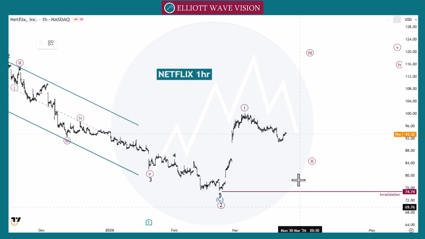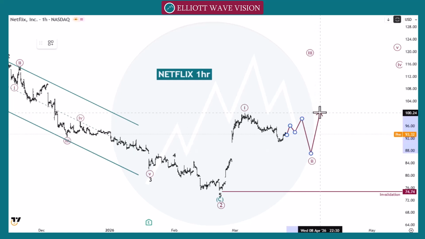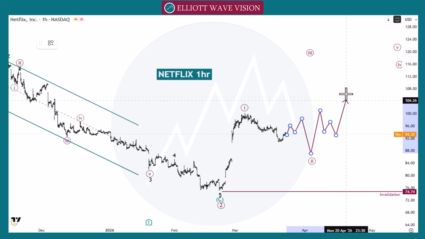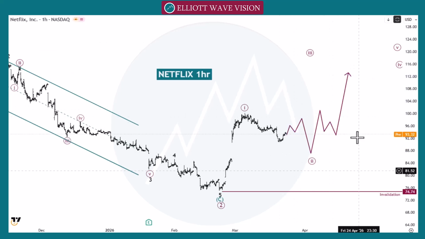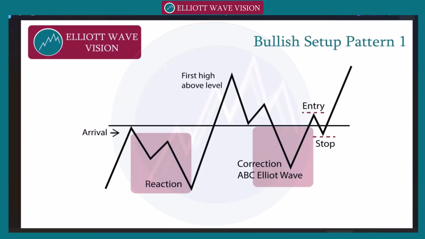Now we are looking for this move as a correction, arrival, A, B and C, a reaction like this A, B and C reaction, first high above level A, B and C. Then we will go towards the 110 in 1 hour time frame. We need to wait for this classic trading level pattern. Let's check the classic trading level pattern for the bullish side.